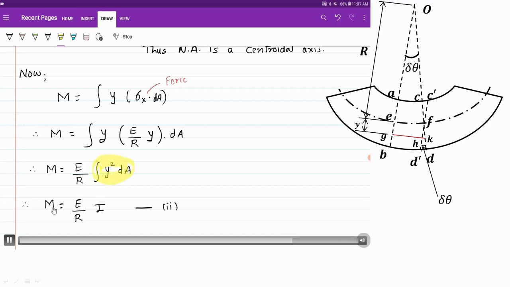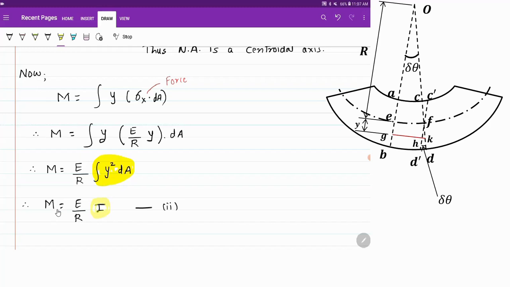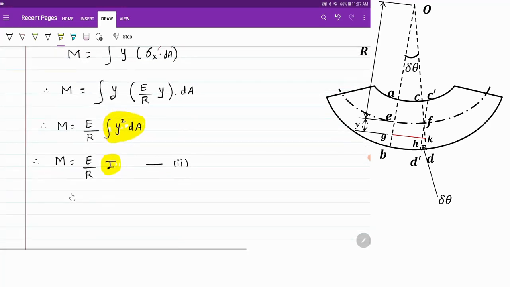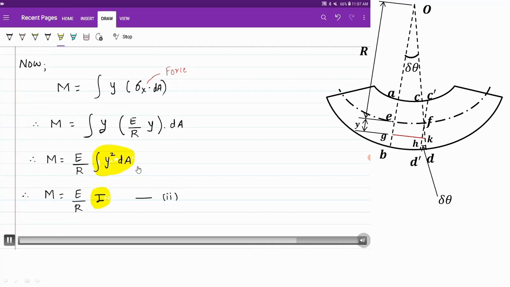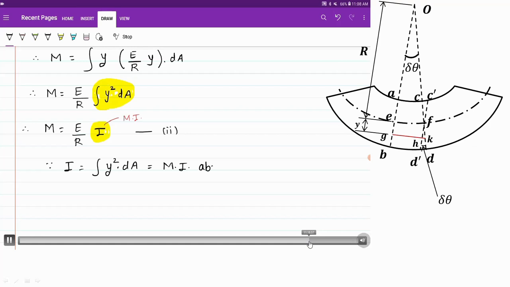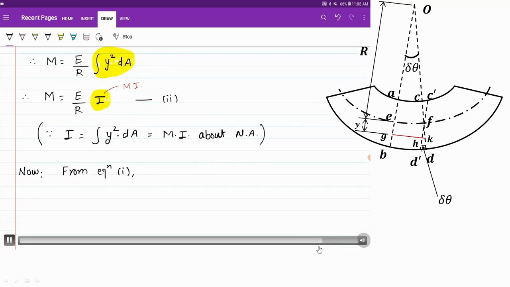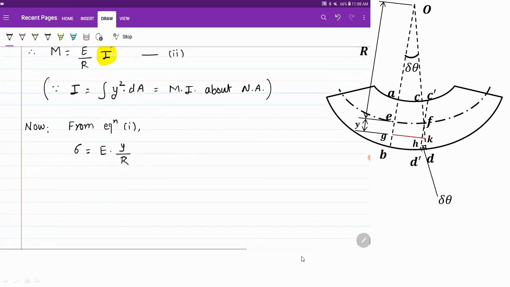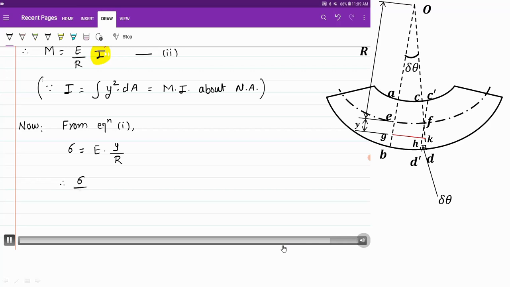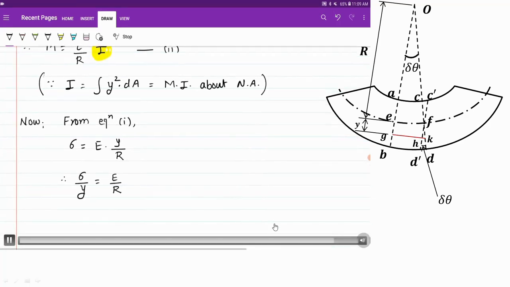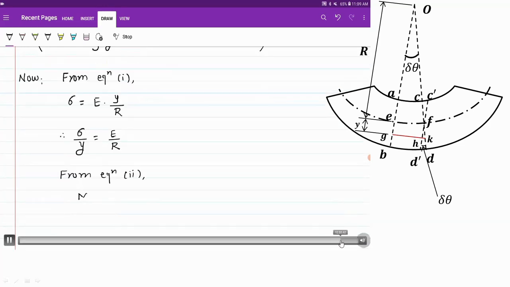So we can say that the second equation that we are getting is M is equal to E upon R into I, where I is integration of y square dA or summation of y square dA. Integration stands for summation also. So I is the moment of inertia about neutral axis. Now from equation 1, we have seen that sigma is equal to E into y upon R, or sigma upon y is equal to E upon R. Whereas from this second equation, M upon I is equal to E upon R.